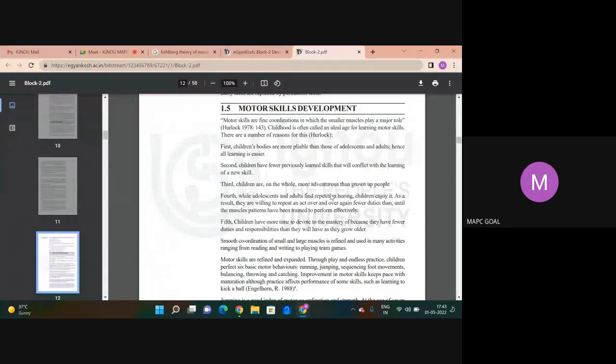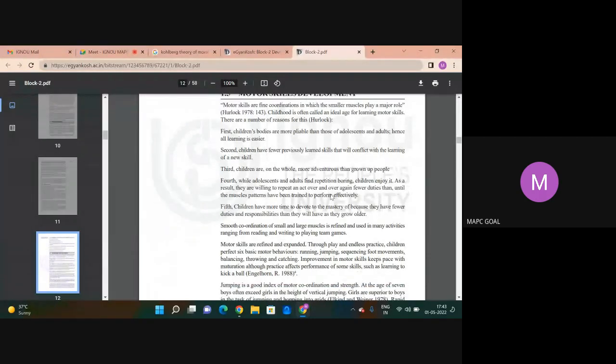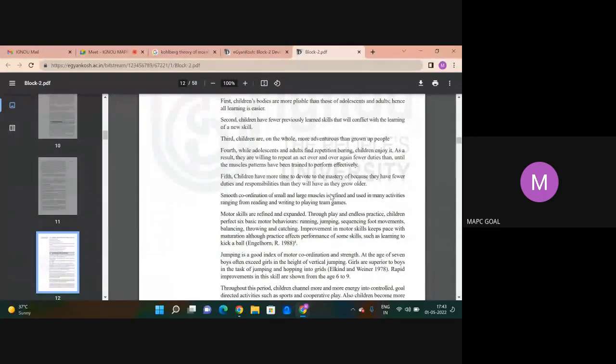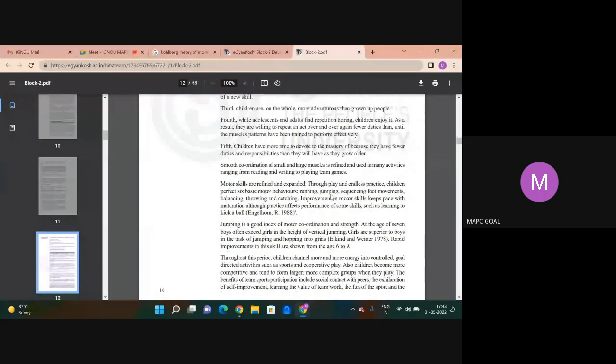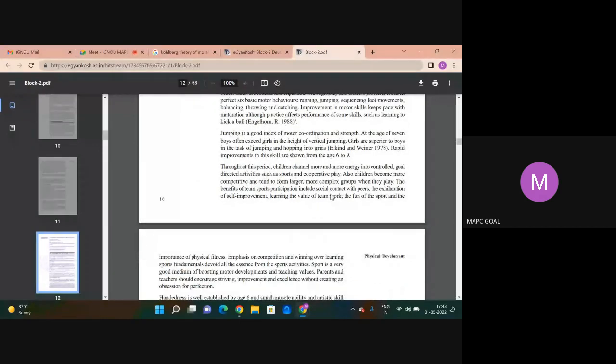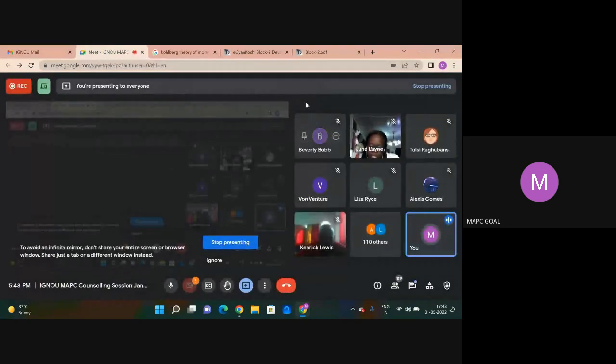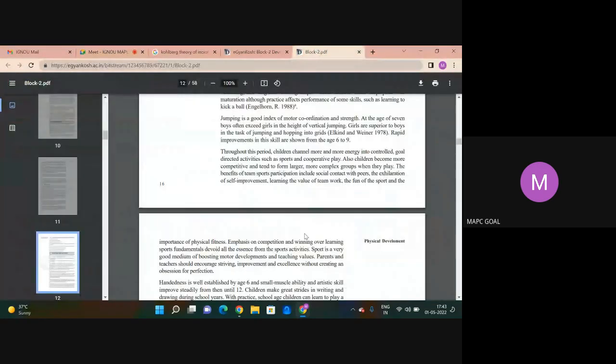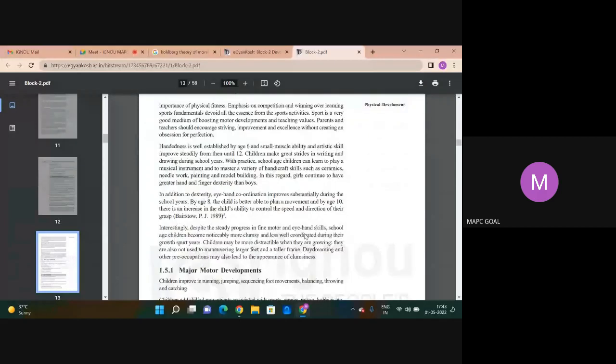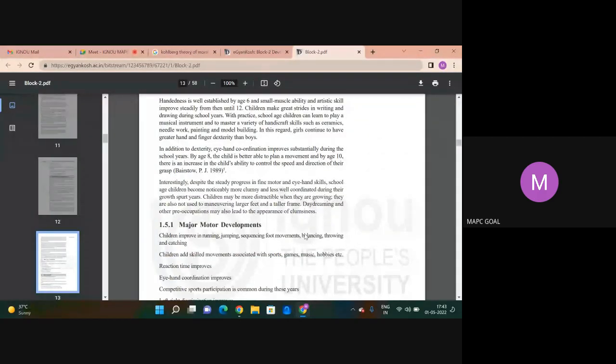So training like running, jumping, squeezing, foot movements, balancing, throwing and catching, all this research by Ellen Horn, 1998, all this has been mentioned. All these are research-based. It's not just any simple activities or some kind of notes, but they're all research-based, and you definitely have to read them. All these are some common activities that could help them to even develop handicraft skills, such as ceramics, needlework, painting, and model building. Girls continue to have greater hand and finger dexterity than boys.